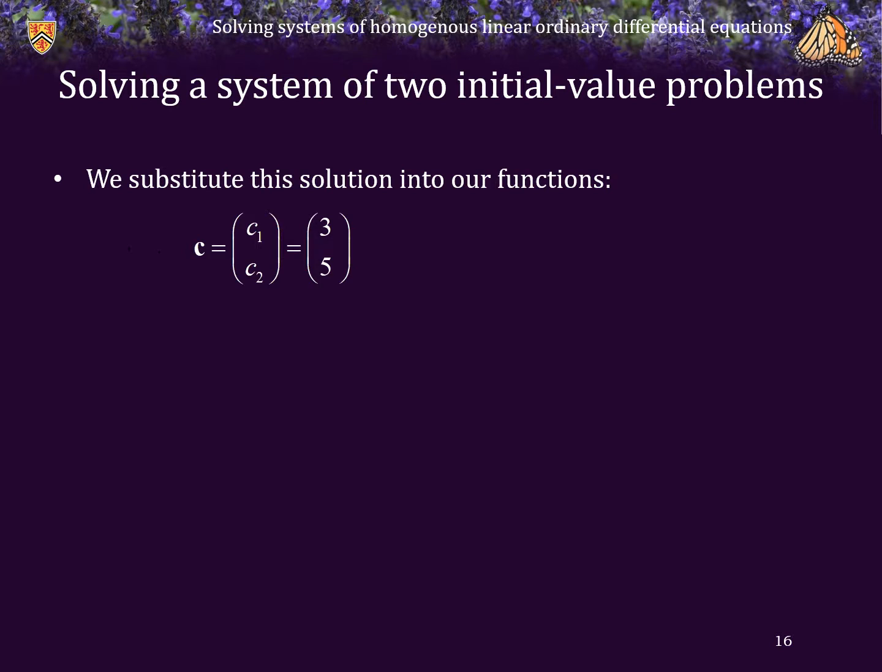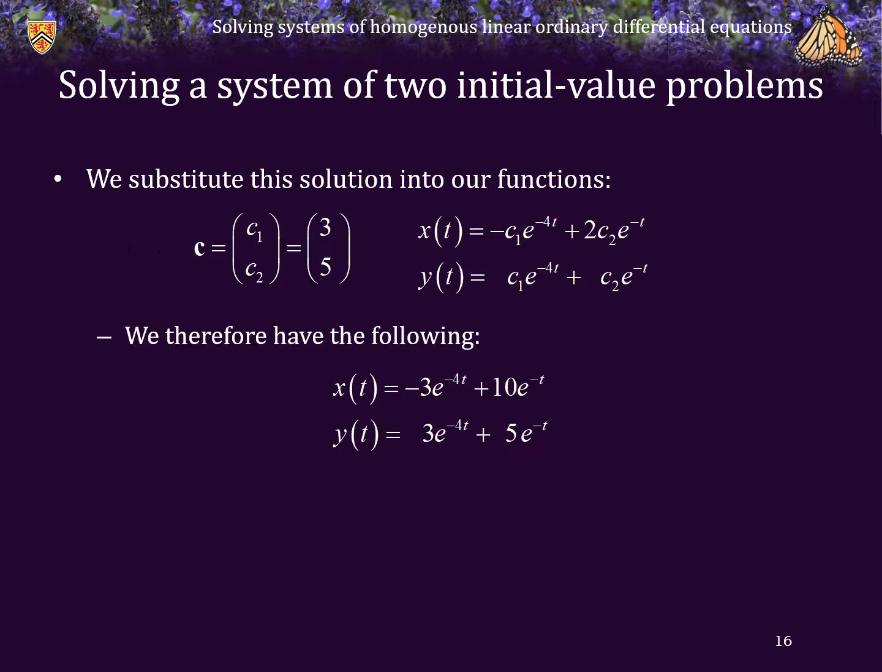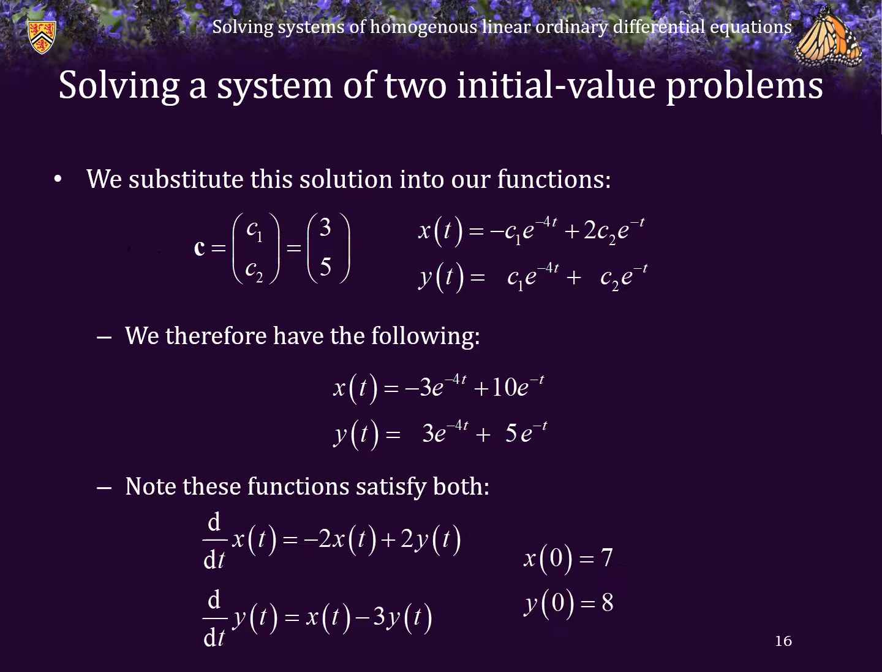All right, so given this solution, we can now substitute these two values into the two solutions. This gives us the following two functions. We have two functions in t. That's it. There's no more x of t or y of t on the right-hand side. Just that both x of t and y of t are linear combinations of exponential functions.